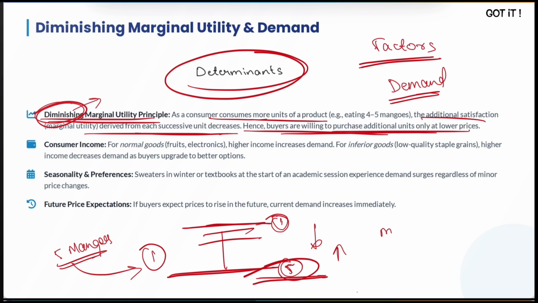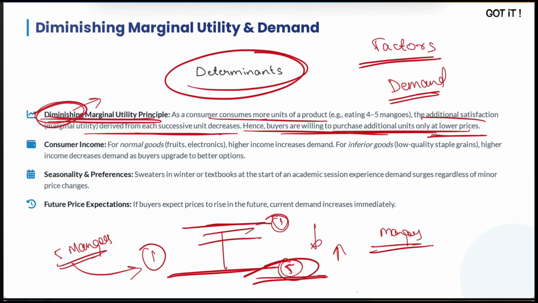So at the start of the mango season, you'll be interested to buy at whatever price they give the mangoes. But at the end of the season, you come to a point where after eating a lot of mangoes, you would only prefer to buy them at lower prices because you're no longer interested in it as much as you were at the start of the season. So that is the first thing which will influence the demand.